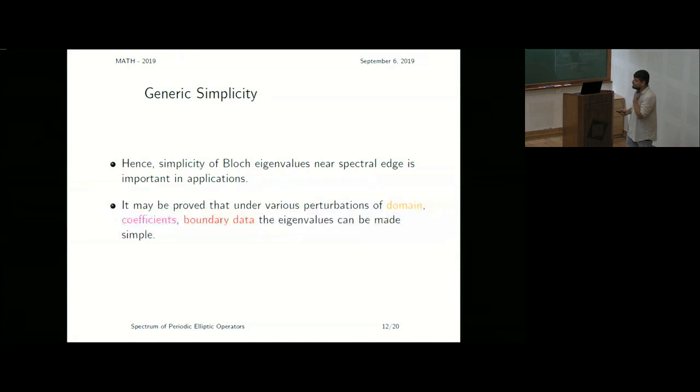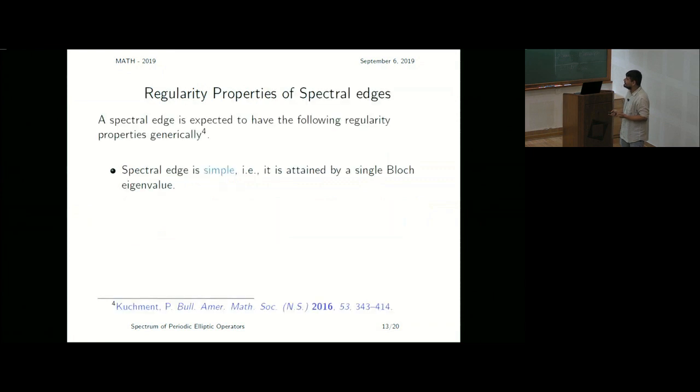I would come to the statement of the main theorem that we have proved in a minute, but first I'd like to mention that not only is the simplicity of Bloch eigenvalues near a spectral edge important, but there are two more properties which are considered in applications to be important. For example, not only do we want the spectral edge to be simple, by which I mean that the spectral edge should be attained by only one Bloch eigenvalue, which is what happens for a single equation, for example, minus divergence A grad. But this does not happen, for example, for a system such as the linear elasticity system.